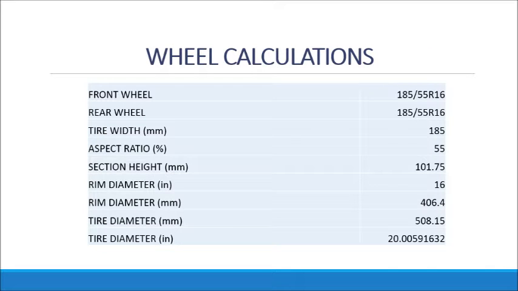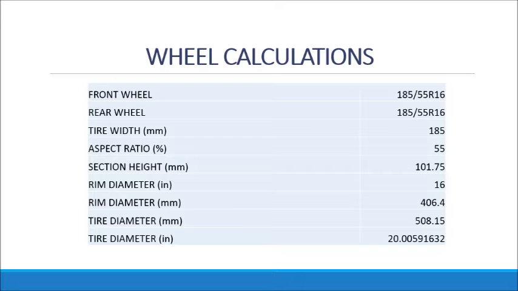Now we come to the wheel calculations. The front wheel has a dimension of 185 by 55 R16. The 185 means that the tire has a width of 185 millimeters, and 55 is the aspect ratio. That is, tire's sidewall height is 55% of the width, and R is telling how the tire was constructed. R is here used for radial. There are primarily three types of tires: radial, bias belt and diagonal. But nowadays 99% of the tires used are of radial type.